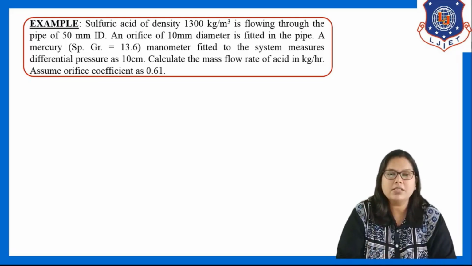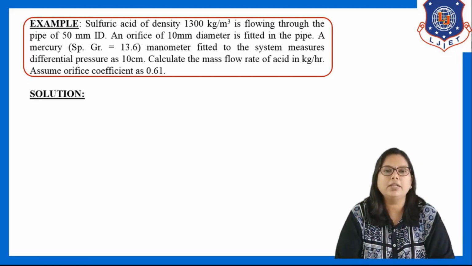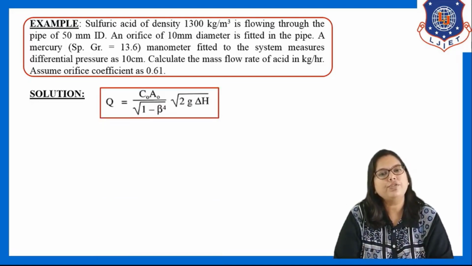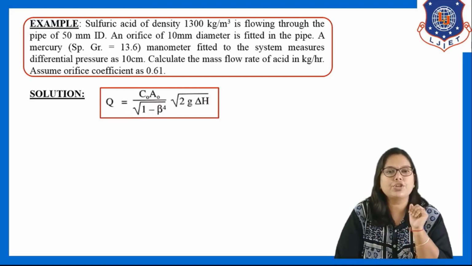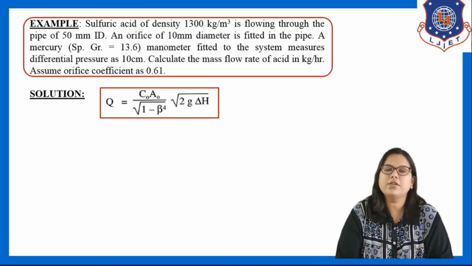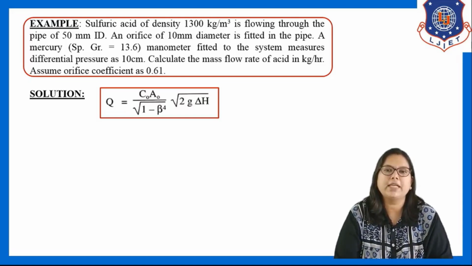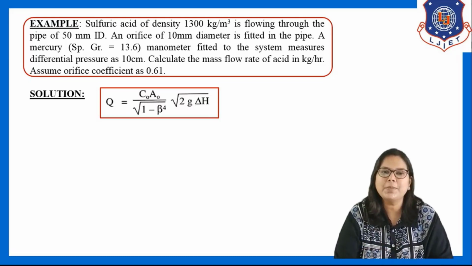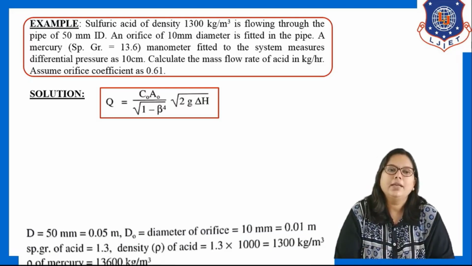So now, when we solve the example, first we write the flow equation of orifice meter. This is the flow equation of orifice meter. We have already derived it in the theory part. Q is equal to C0 A0 upon under root 1 minus beta raised to 4, into under root 2g capital delta H. This is similar to venturimeter.